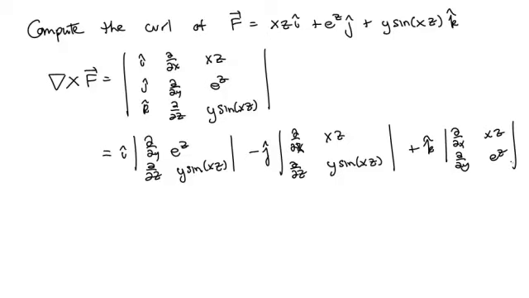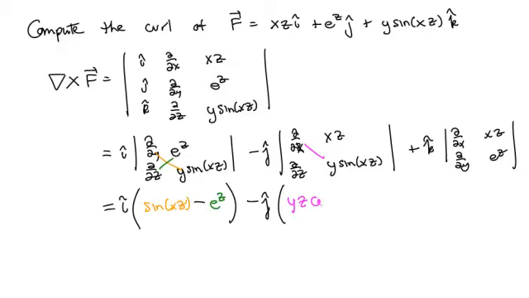So if we work these things out, we're going to have i, multiplying along the diagonals, the derivative with respect to y of y sine xz. That will just be sine of xz. Take away the product on the cross diagonal. That's ∂/∂z of e to the z, which is e to the z. Minus j times, along the cross diagonal, we're going to take the derivative with respect to x of y times the sine of xz. Well, that will be yz times the cosine of xz. Take away the product along the cross diagonal. That would be the derivative with respect to z of xz, which is x.